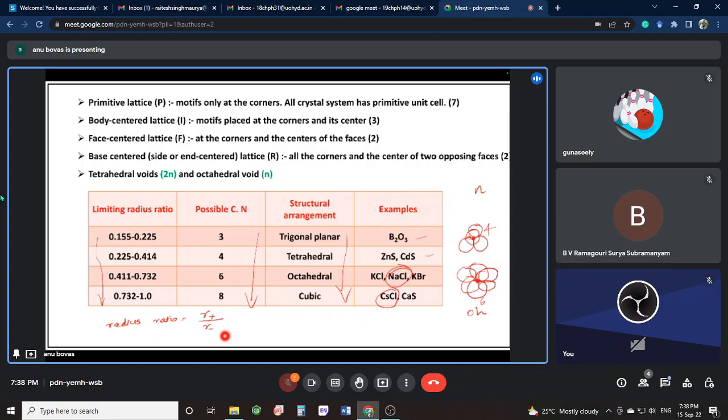But in many questions, the limiting radius ratio will be given, for example, the ratio will be given as 0.226, and they will ask what is the structural arrangement. So this will come in this category, and the coordination number will be 4, and the structural arrangement will be tetrahedral. And examples are ZnS and CdS.